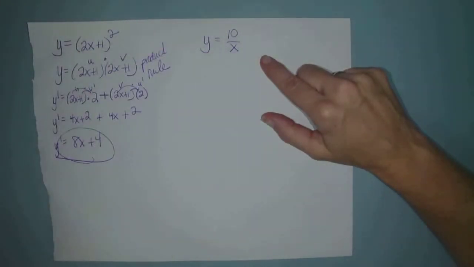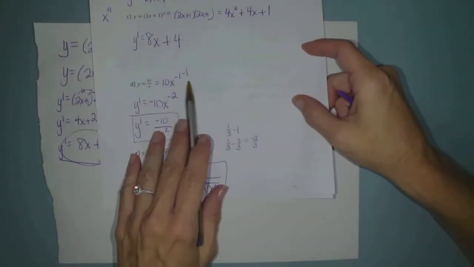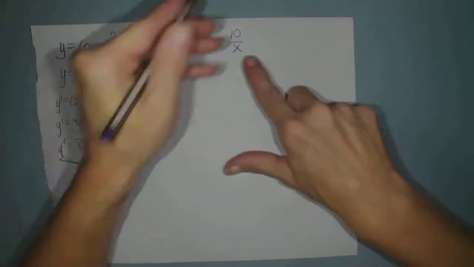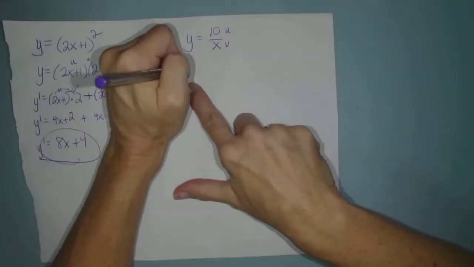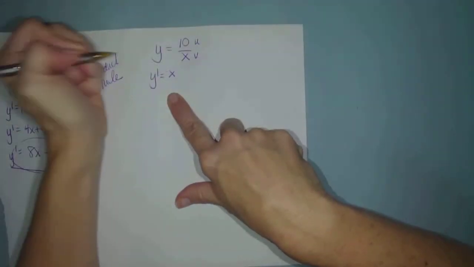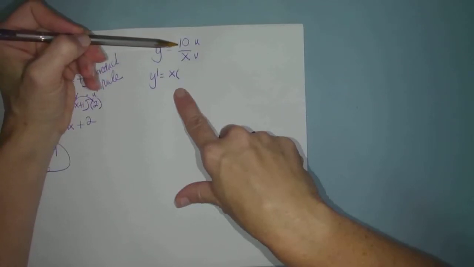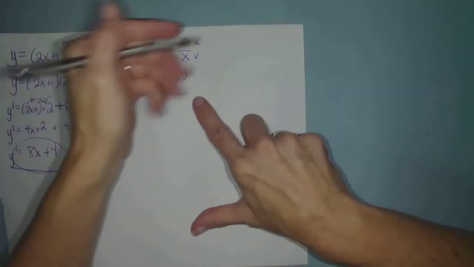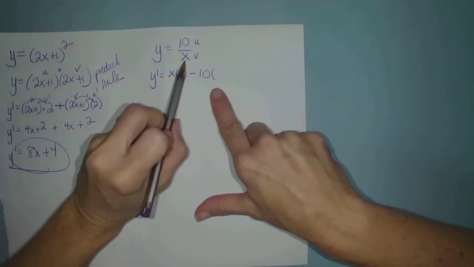What we did yesterday was we brought the x up and wrote it as 10x to the negative first, and then used the power rule. Well, today we have the quotient rule. So we're going to use this as our u and this is our v. So in words, when you have a quotient, the derivative is the denominator times the derivative of the numerator. Well, the derivative of 10 is 0. So denominator times derivative of numerator minus numerator times derivative of denominator.